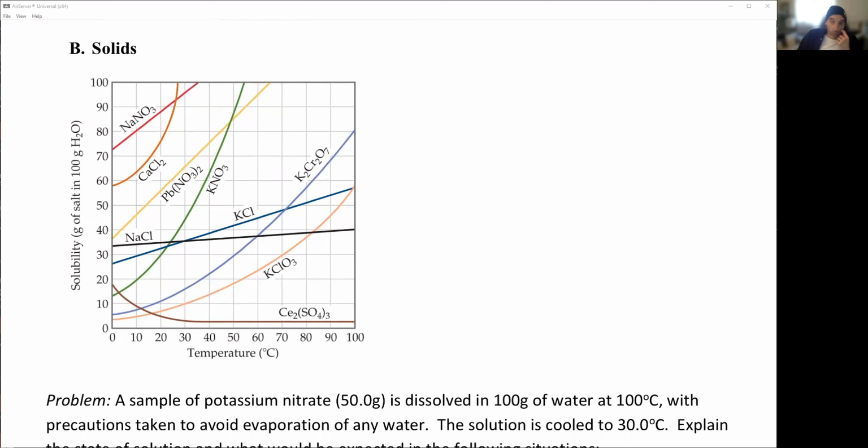So with that said, let me ask a couple of questions. First of all, let's just focus on a really simple one. Let's just focus on potassium chloride. Okay, so we're going to take a look at potassium chloride. I'm going to ask you two questions. First of all, at 100 degrees Celsius, how much KCl can be dissolved?